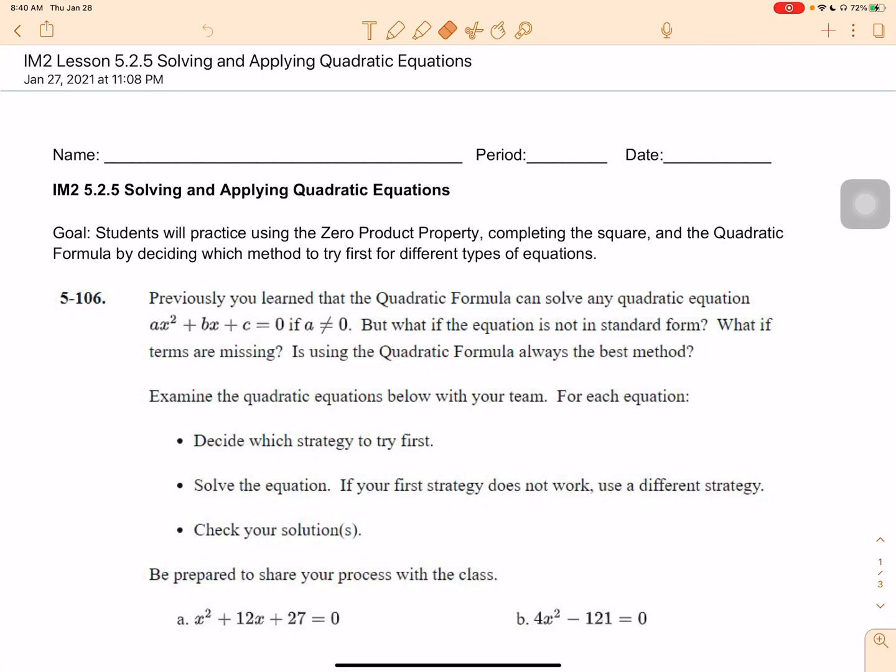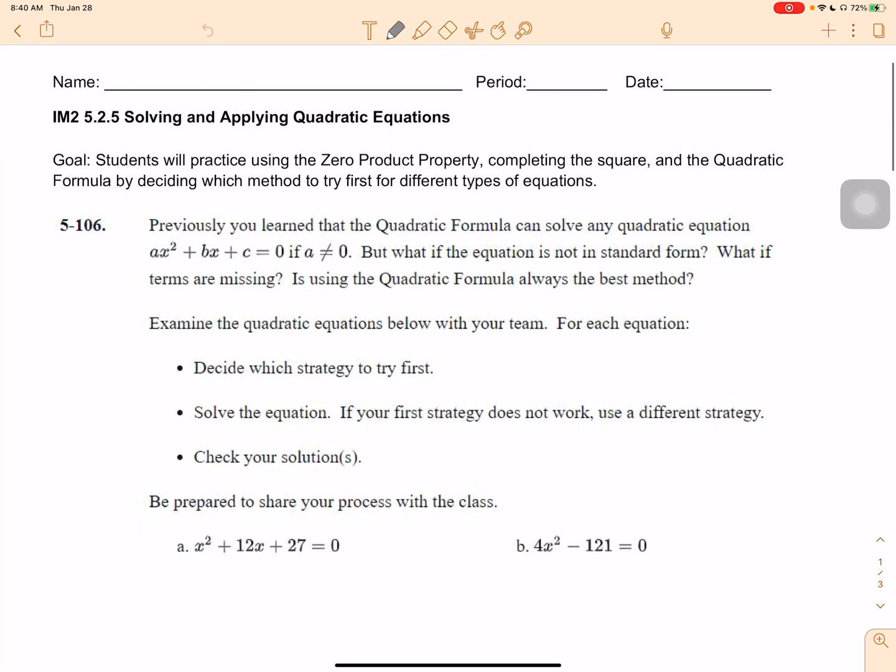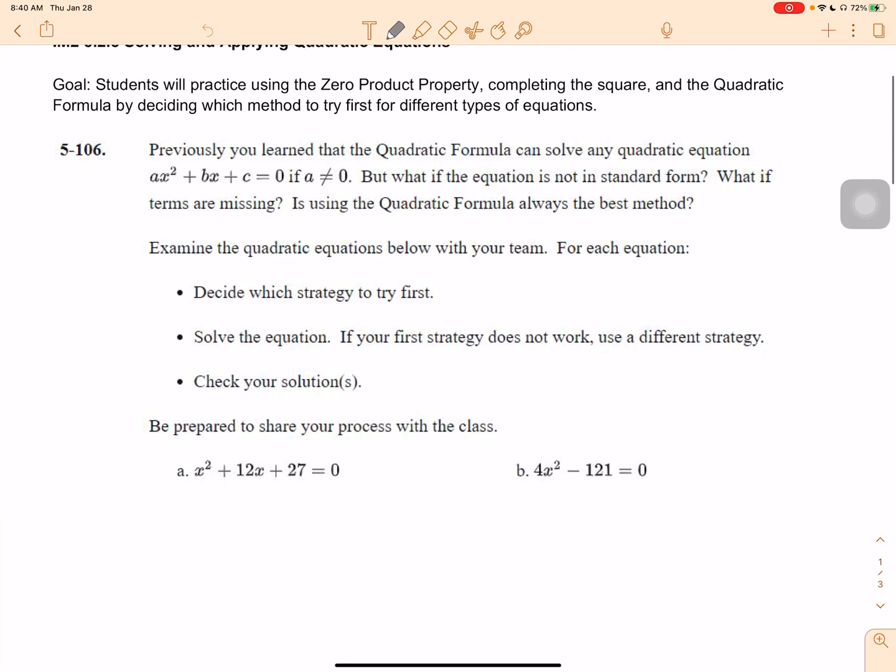Okay, so here are some example problems on solving and applying quadratic equations. So basically how we're going to choose our different methods, or what strategy we're going to use to solve for this quadratic equation. So now we know three different methods: basic factoring, and then we use the zero product property.